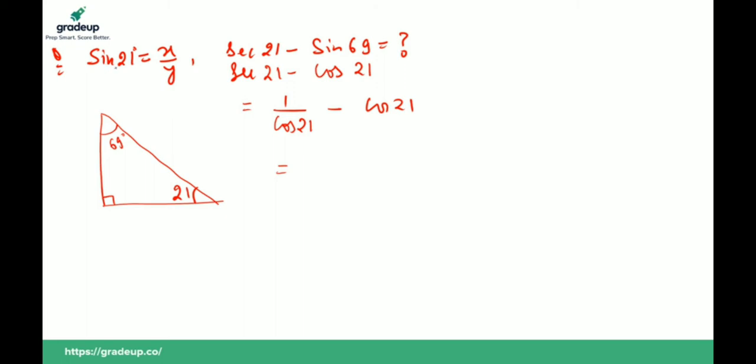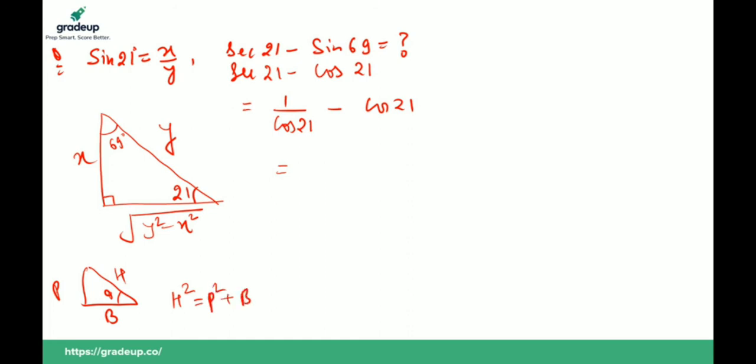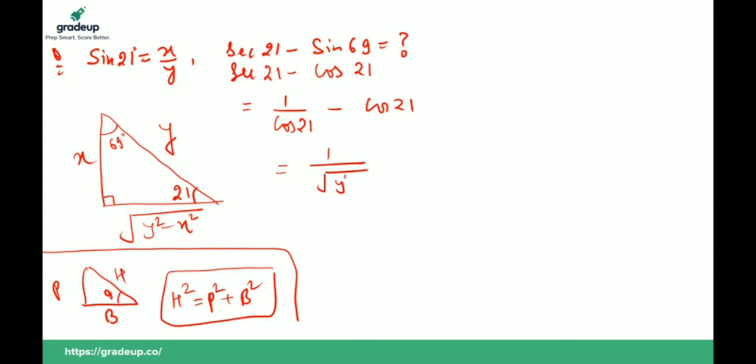So sine 21 is what? Perpendicular upon hypotenuse. So by Pythagoras theorem, you will always have y square minus x square. What is Pythagoras theorem here? If this is theta, this is perpendicular, this is base, this is hypotenuse, then you will always have hypotenuse square equal to perpendicular square plus base square. This is the Pythagoras theorem I'm using here. Now cos 21 is what? Cos is base upon hypotenuse, minus cos 21, base upon hypotenuse.